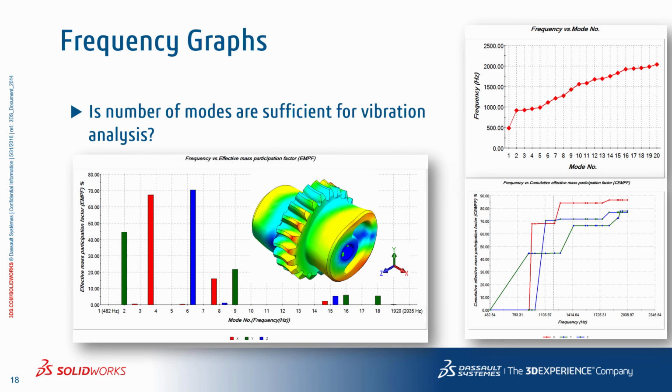The effective mass participation factor creates a bar graph that shows the effective mass participation factors for the global XYZ directions for each and every mode. Now, the effective mass participation factor represents the percentage of the system mass that participates in a particular mode. It provides a measure of the energy contained within each resonant mode. So a mode with a large effective mass participation factor is usually a significant contributor to the dynamic response of a system.